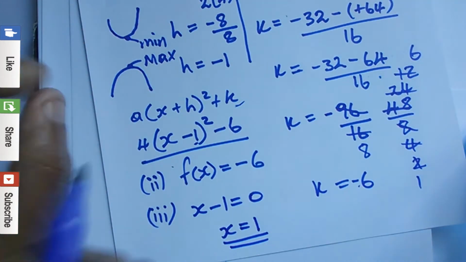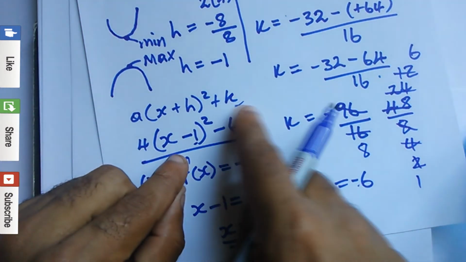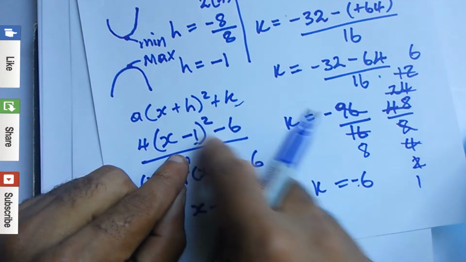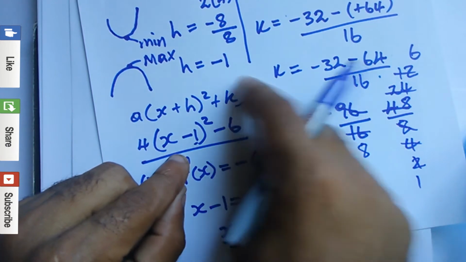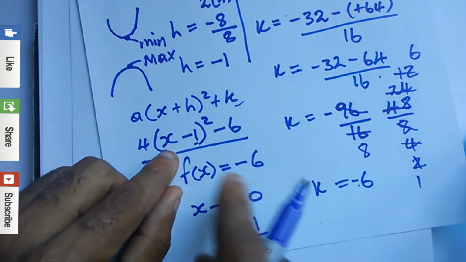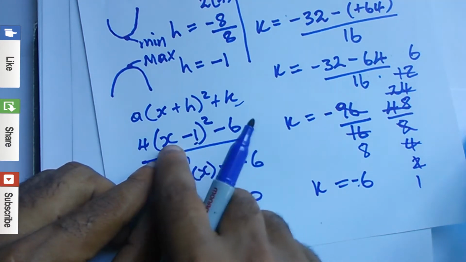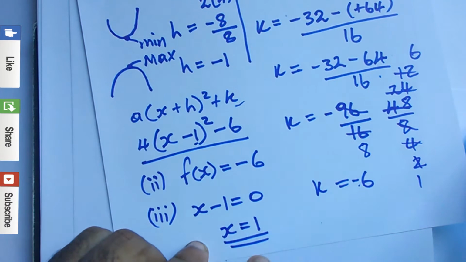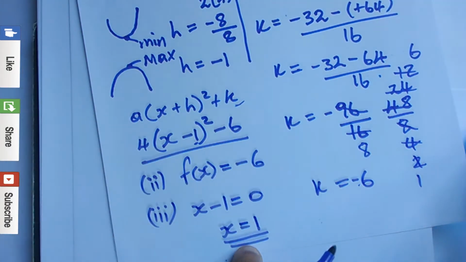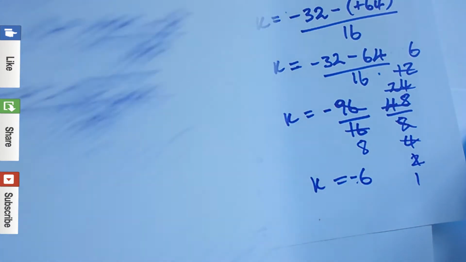So whenever you're answering a completing the square question, the minimum or maximum value of f of x would be the k value, and to determine the value of x for which the function is maximum or minimum, we read off the value inside the bracket, let it equal 0, and solve for the unknown variable. So that was one question. So I'm going to go to another question now.